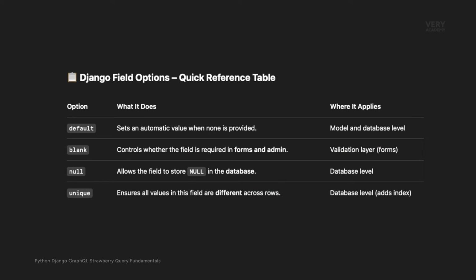Okay, so there we have it, some additional options. Here we've covered how to use the default option to set initial values automatically, how blank and null control whether a field is required, and how unique helps enforce data uniqueness in our models. Now, understanding these options gives you better control over how data is handled and validated, both in your code and in your database.